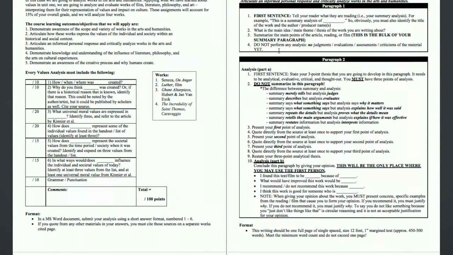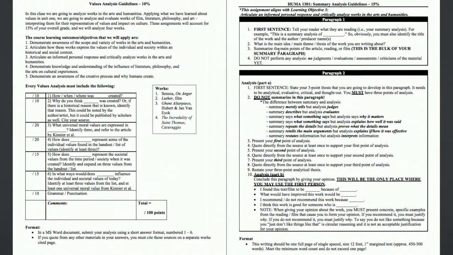First sentence, tell your reader what they're reading. This is a summary analysis of, just identify the work. What's the main idea or the theme of the work you're writing about? Summarize the main points of the article. And then I have some very specific details: don't do analysis in the summary paragraph. Don't do summary in the analysis paragraph. 2 separate paragraphs that will cover 2 different parts of the assignment: summarizing and responding, analyzing.